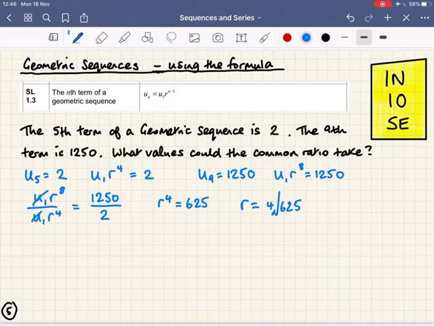Now notice that the question said, what values could the common ratio take? So be careful here, because when you take a square root or a fourth root or a sixth root, an even root, then you know that there must be a positive or a negative root, and indeed the fourth root of 625 is plus or minus 5. So the common ratio here could have been 5 or minus 5. Be careful for that, and the question gives you a clue when it says what values.